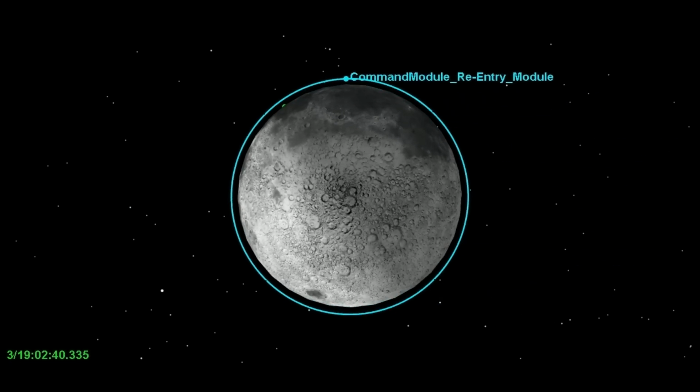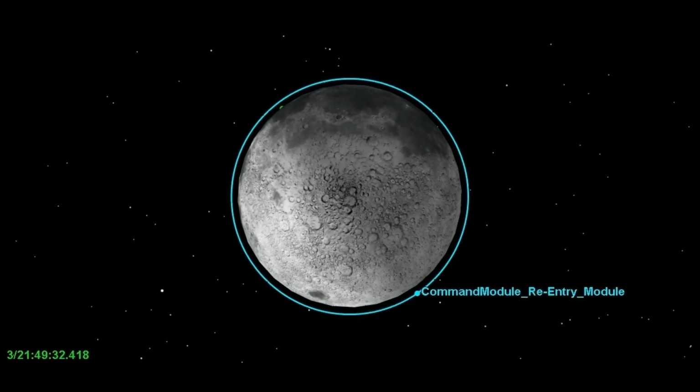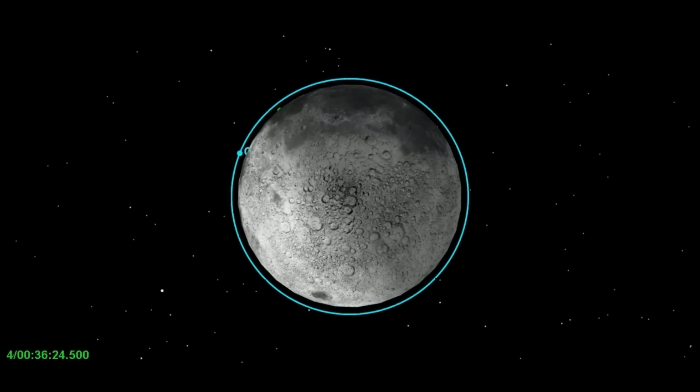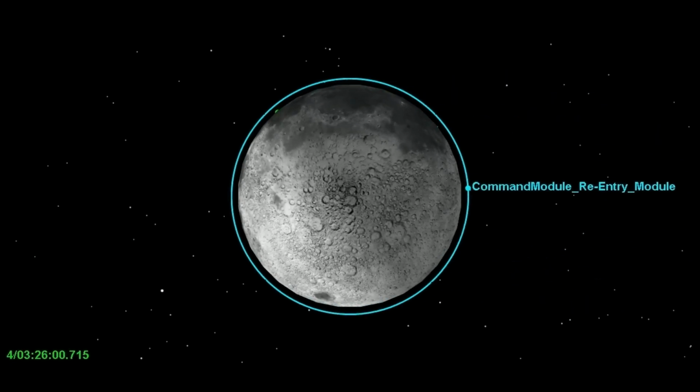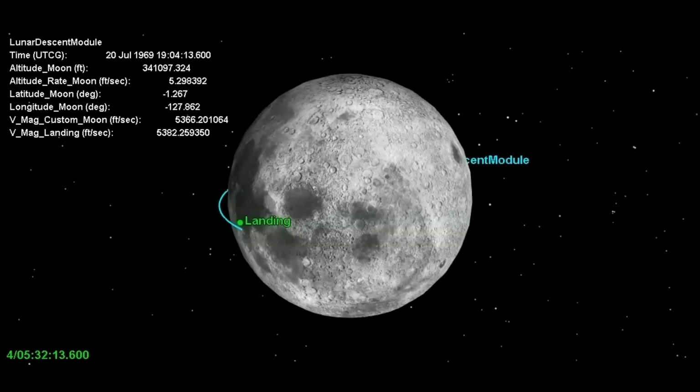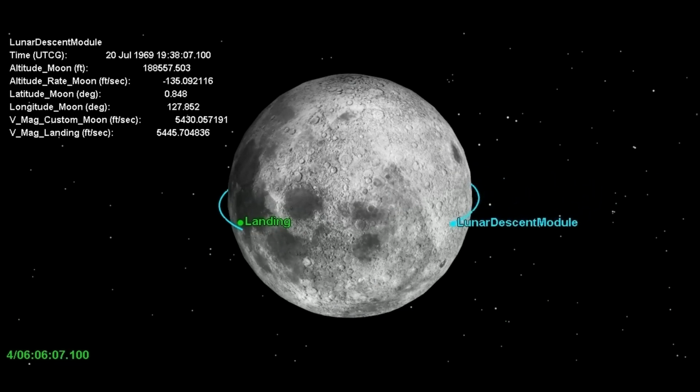This involves continuous monitoring and minor adjustments responding to the Moon's uneven gravitational field. This phase, crucial yet often understated, sets the stage for the subsequent lunar descent. Now we direct our attention to the lunar descent module.